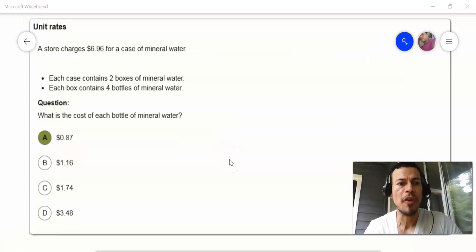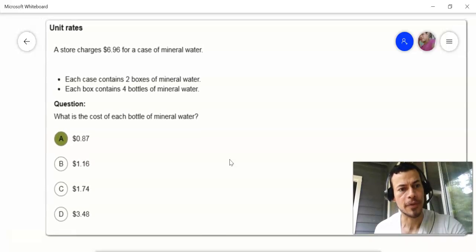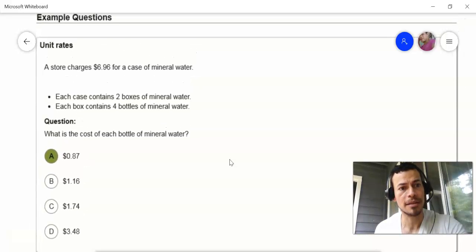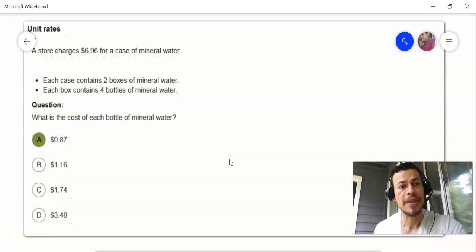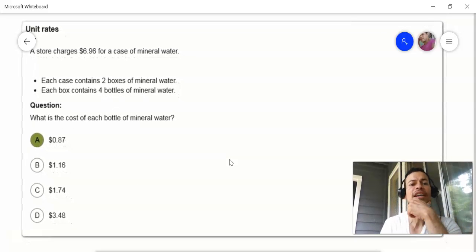Okay, so let's move on to exercise 8. Is this one here? Let me check. So yeah, this is going to be exercise 8. The exercise says, a store charges $6.96 for a case of mineral water. Each case contains 2 boxes of mineral water. Each box contains 4 bottles of mineral water. So what is the cost of each bottle of mineral water?